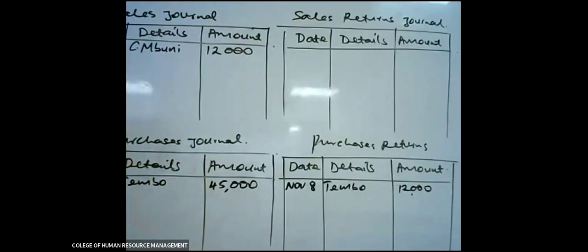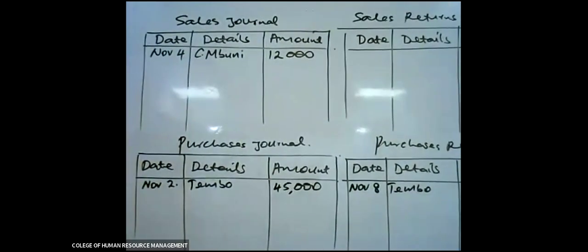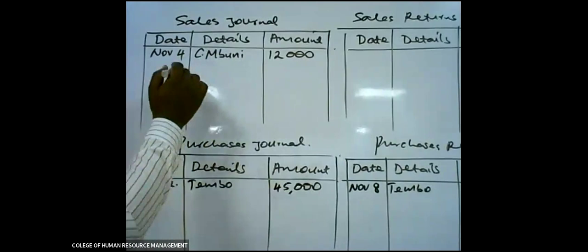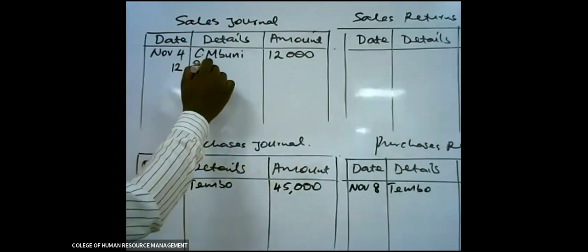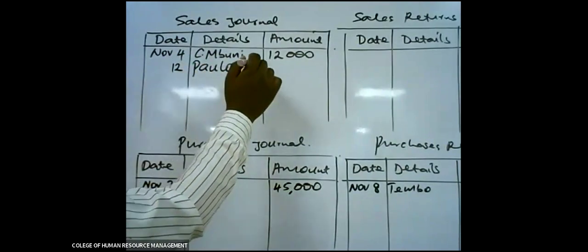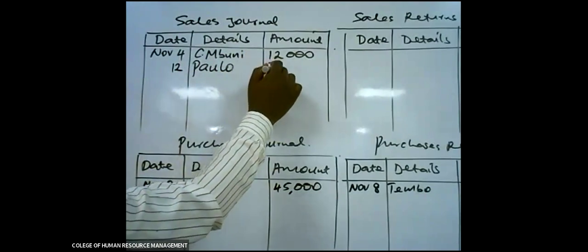On 12th, sold goods for that 8,000 to Paulo on credit. We sold the goods on credit. That is an entry to be made in the sales journal. On 12th, we sold the goods to Paulo and they are worth 38,000.